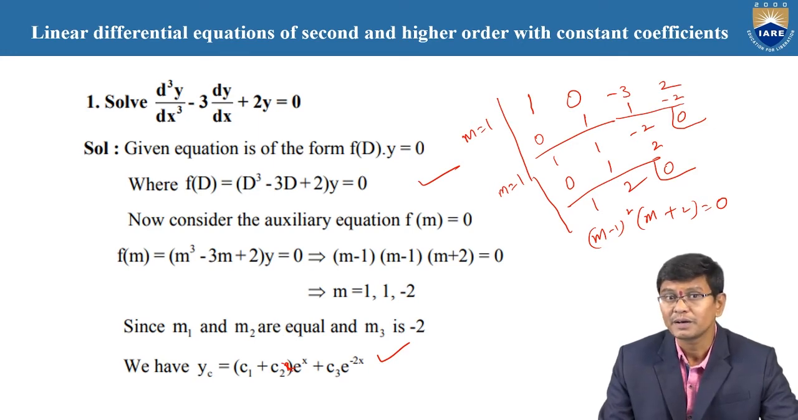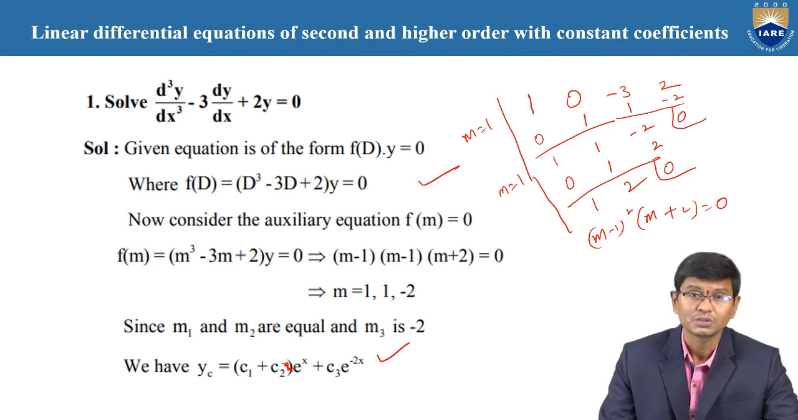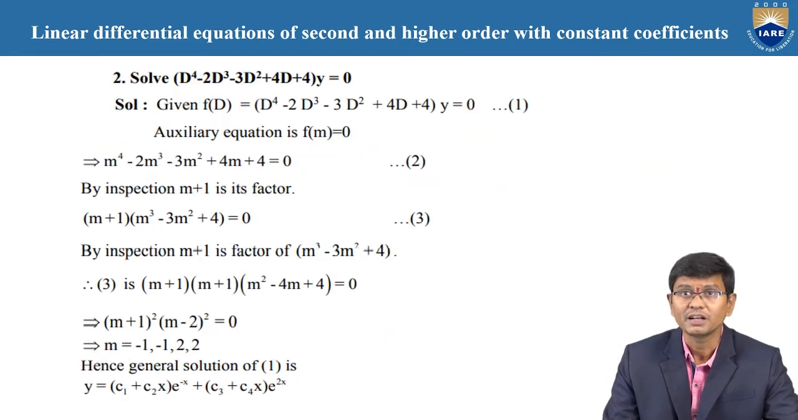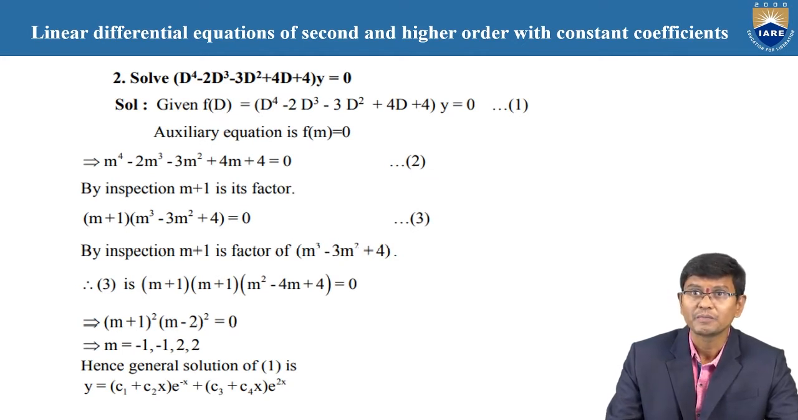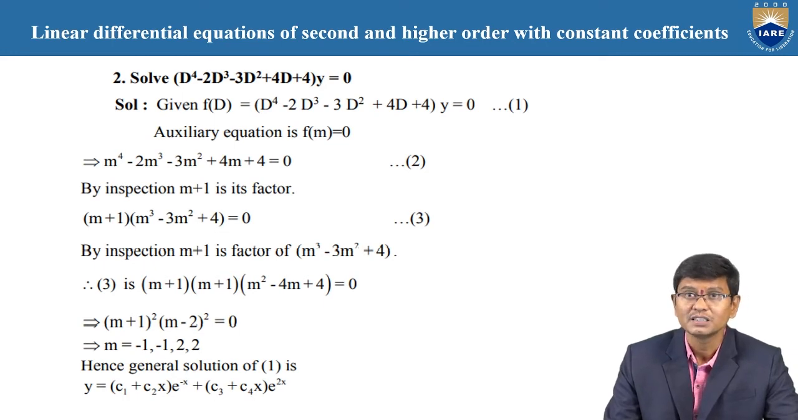That means depending upon the given differential equation, we need to find the roots of the equation. Next one: solve (D^4 - 2D^3 - 3D^2 + 4D + 4) y = 0.